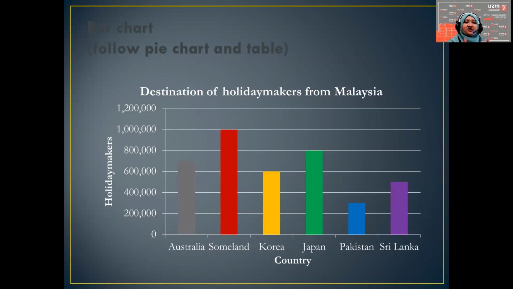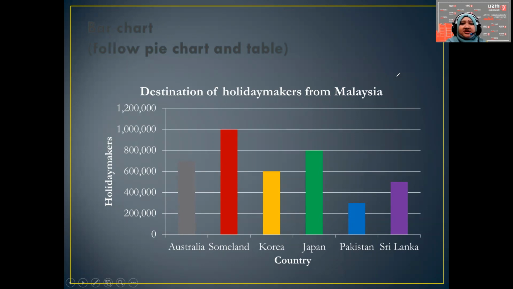They are separate. So for Australia, it's 700,000. Somaland, 1 million. Korea, 600,000. Japan, 800,000. Pakistan, 300,000. And Sri Lanka, 500,000. So each of the bars here indicates different values, and they are different from one country to another. And hence, if you wish to convert this bar graph into something different, you should not be changing it to a line graph.